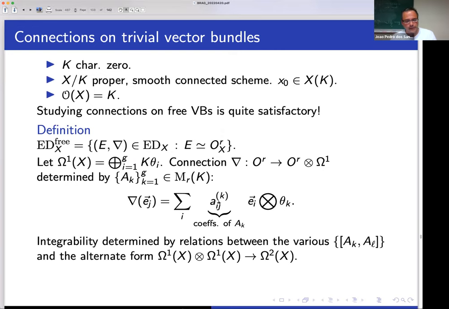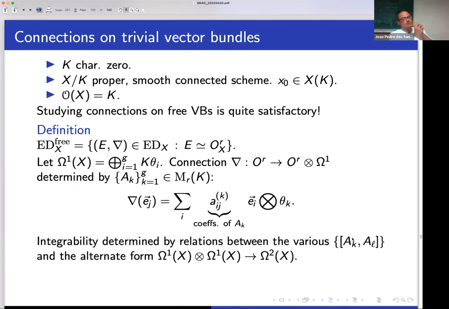okay? And well, then you have to pay the price, which is non-trivial, and I'm exploring that at the moment, but well, life is not easy. So the integrability of the connection is determined by the two form here and commutativity of these matrices, and so on and so forth, okay? But never mind, the moral is that to give connections on free vector bundles is a very simple thing on proper schemes.